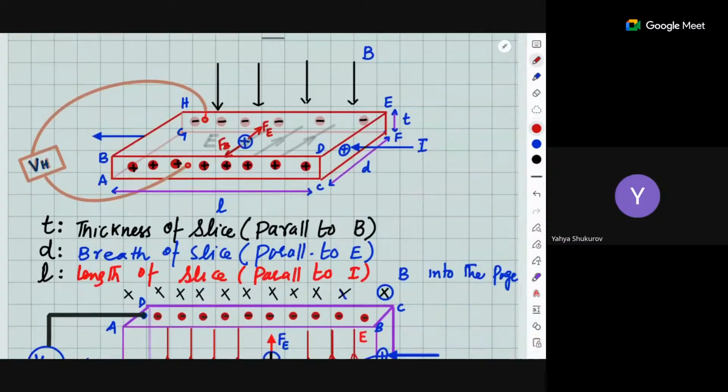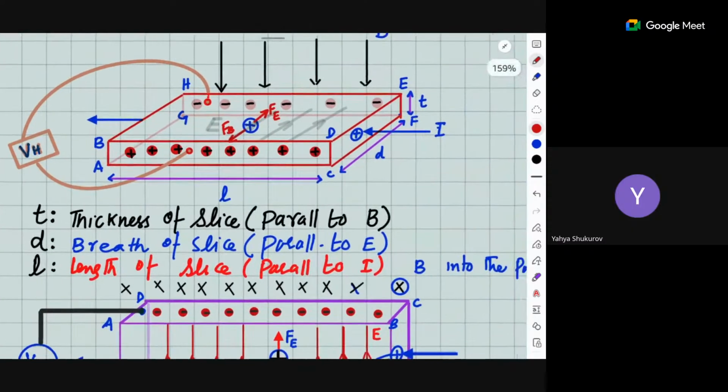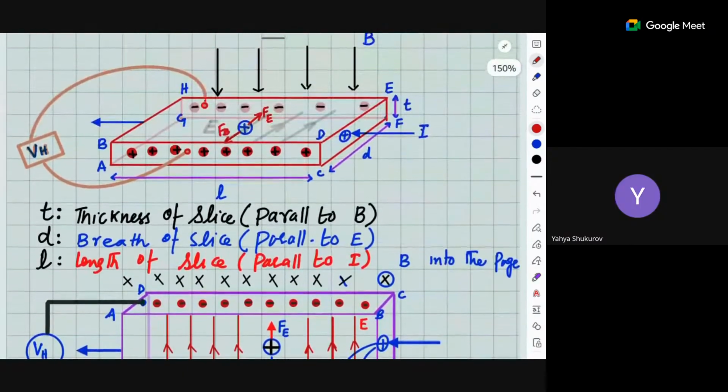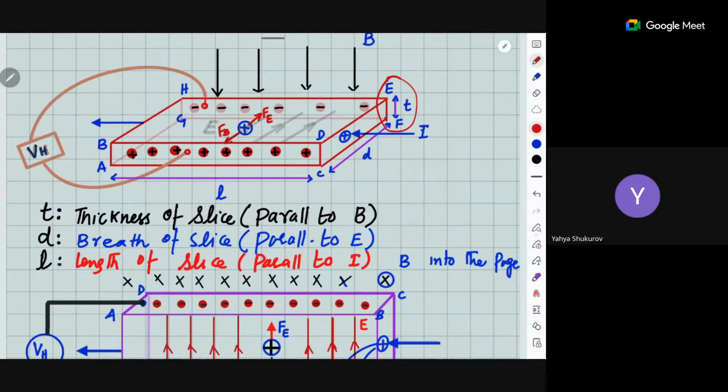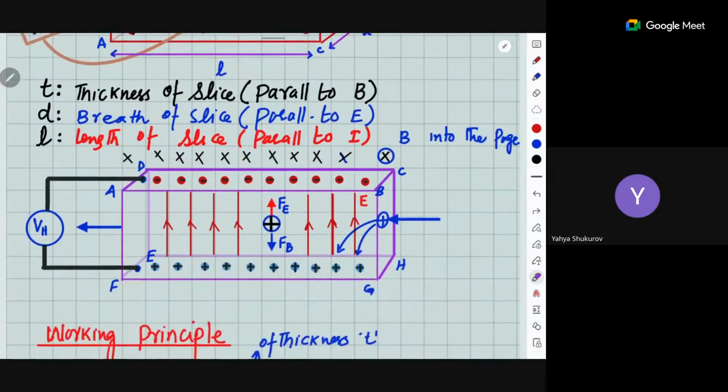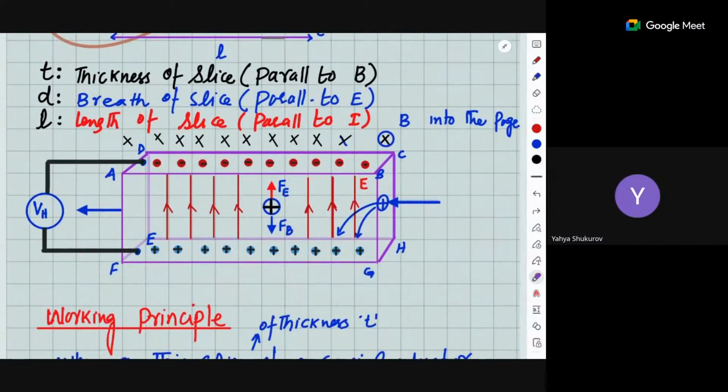And here there are some dimensional properties. T is the thickness of the slice, which is the side parallel to the magnetic field. The breadth of the slice is parallel to the electric field lines, and L is the length of the slice, which is parallel to the current. So all these points are very important. Here is another diagram.